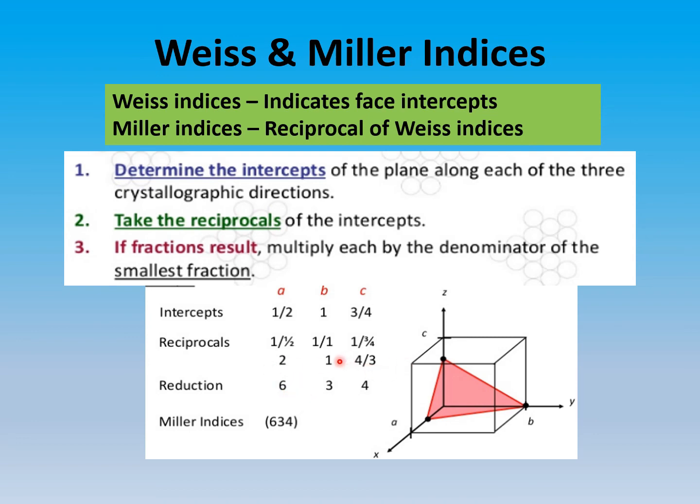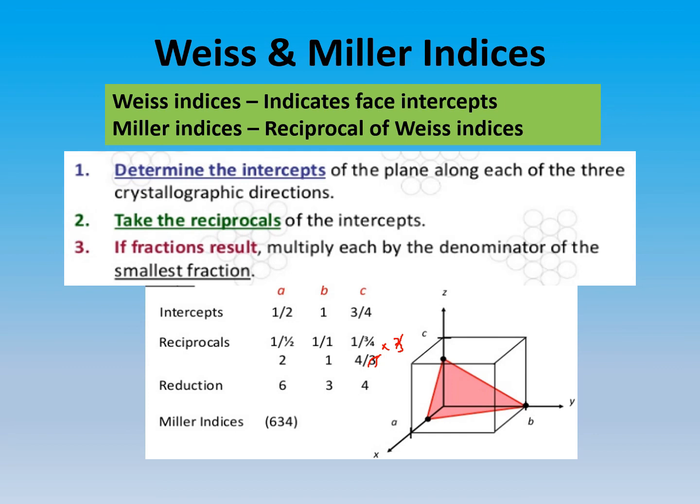2 3s are 6, 3 1s are 3. Here 4/3 × 3. What will happen? This 3 and 3 will get cancelled. Listen to me, I'll write it down so that it's easy for you. So see here, 4/3 × 3. We need to multiply the 3 with everyone. 2 3s are 6, 3 1s are 3. Here 3 × 3 means this 3 and this 3 will get cancelled, so only 4 will be there. So what will be the plane for this? 6 3 4. This is the Miller indices.